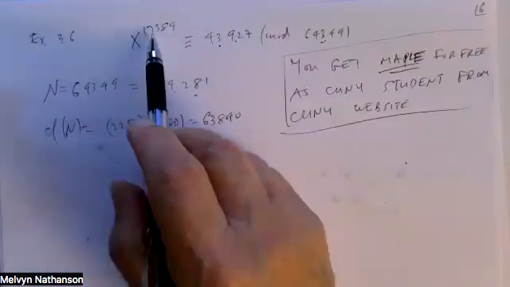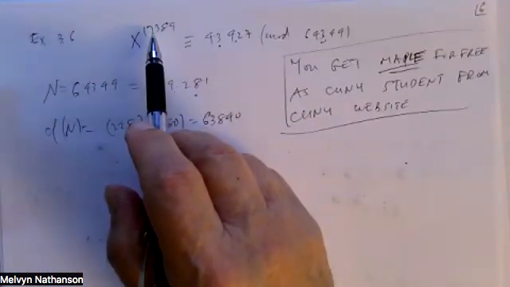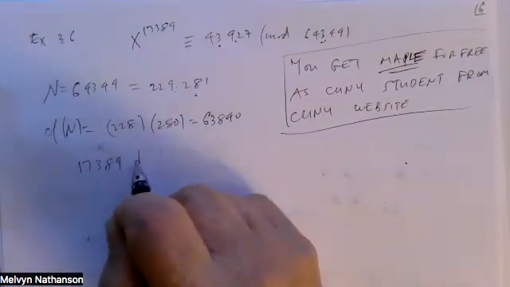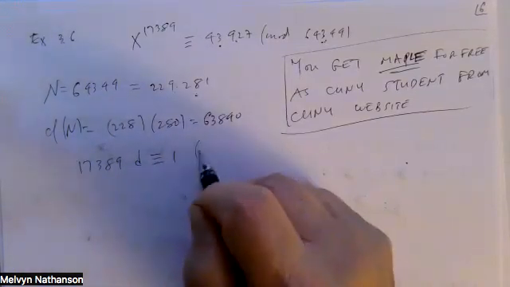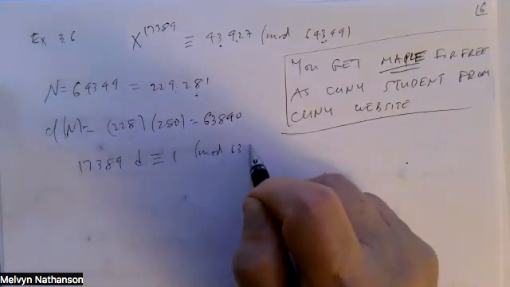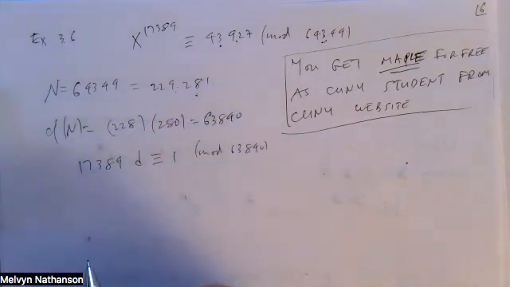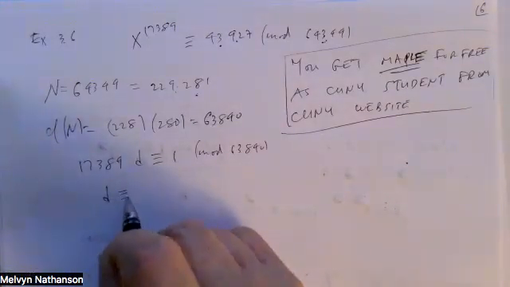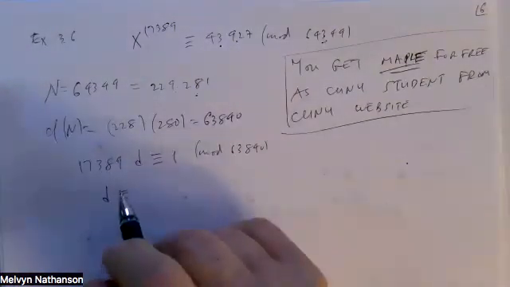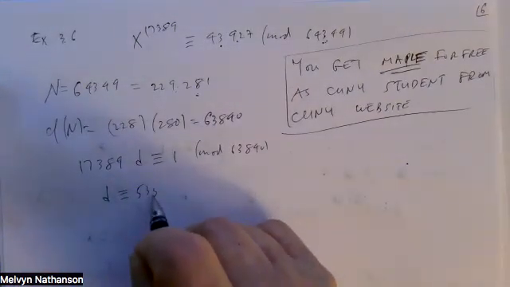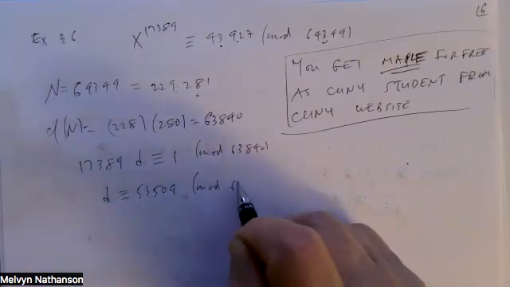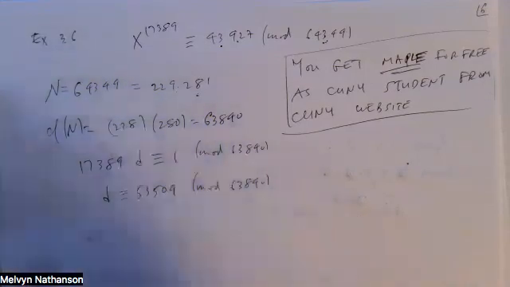So this is my exponent E. I want to find a number D such that 17,389 times D is congruent to 1 mod 63,840. And this takes a little bit of work, but if you solve the congruence, you get D is any number congruent to 53,509 mod 63,840.